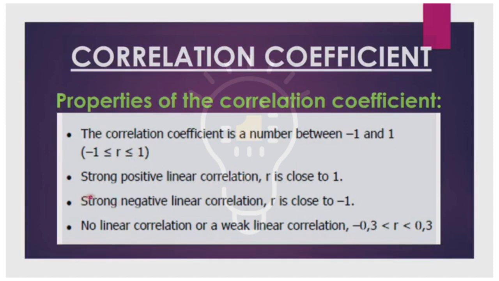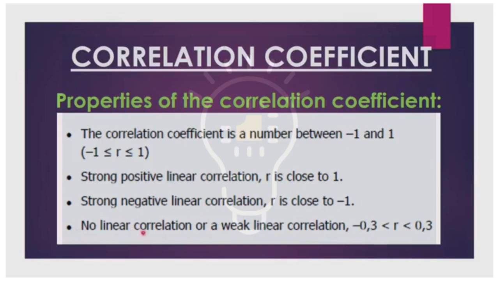Now, a strong positive linear correlation indicates that R is close to 1. Where we have R equal to, say, 0,93, that represents a strong positive linear correlation. What about a strong negative linear correlation? Well, in this case, the R is close to -1. So for example, if R is equal to minus 0.91, we say that that is an example of a strong negative linear correlation.